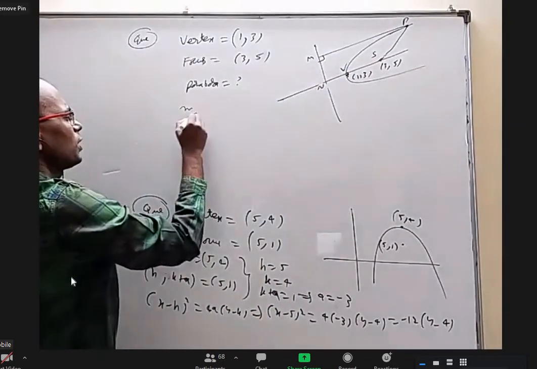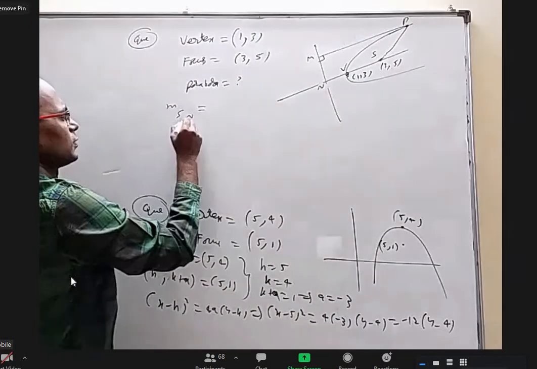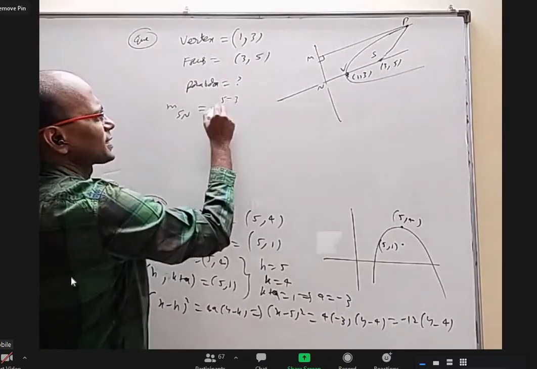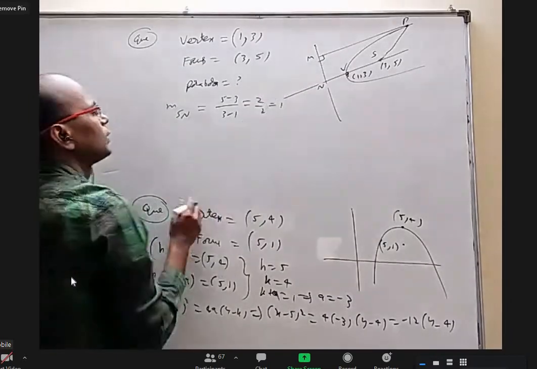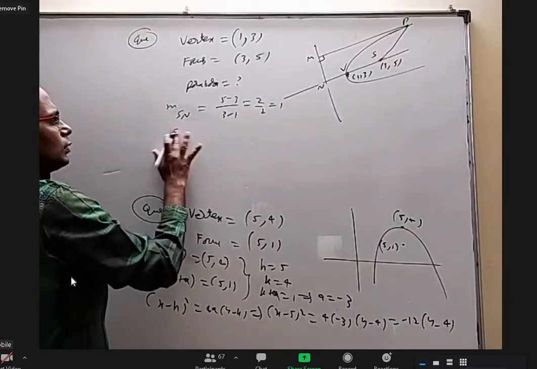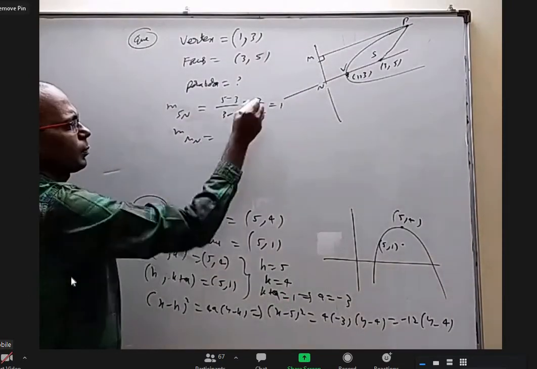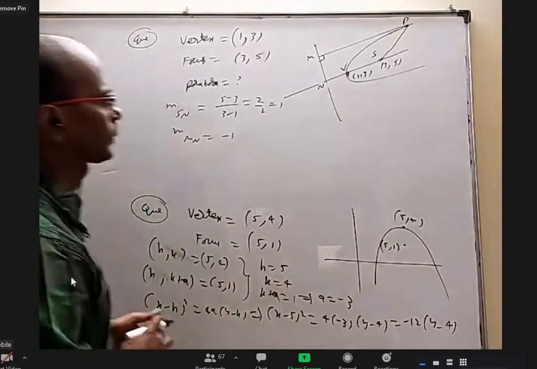So how to find slope? First of all, slope of SN line. 5 minus 3 by 3 minus 1, 2 by 2 is equal to 1. Next, the slope of MN line will be perpendicular, so it will be minus 1. This slope is 1, this slope will be minus 1.